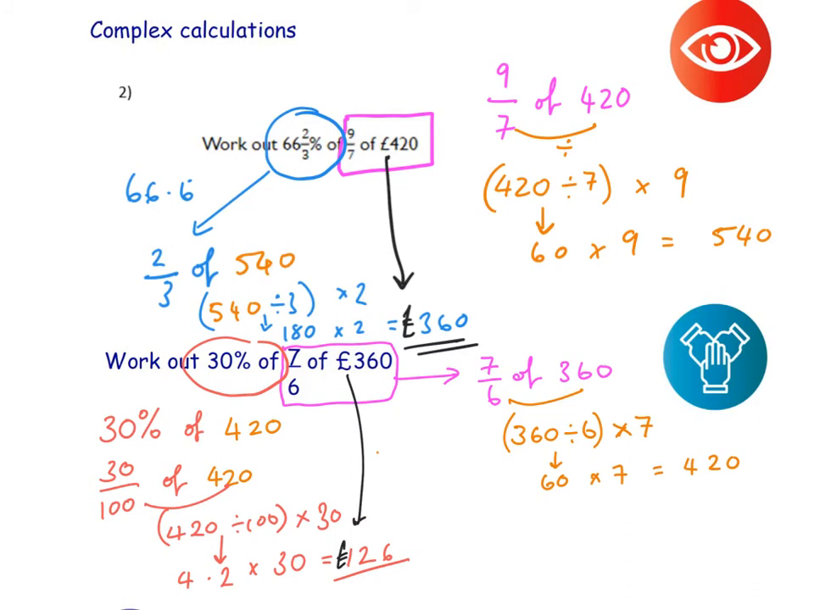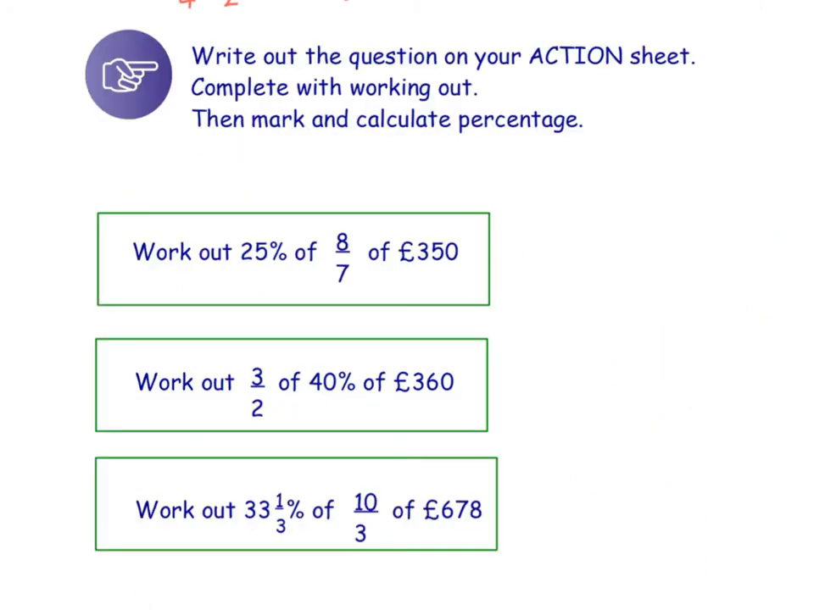Okay. Right, so you are going to have a go at these questions on your own. I want you to write out the question on your action sheet, complete with the working out, and then mark and then work out your percentage at the moment. So you've already done one question and marked it. So this time you're going to do these 3. So it should be out of 4 on your calculation on your percentage. So pause the video and attempt the questions.